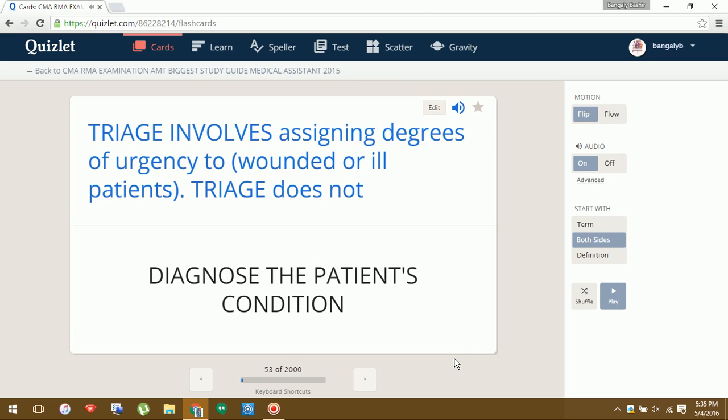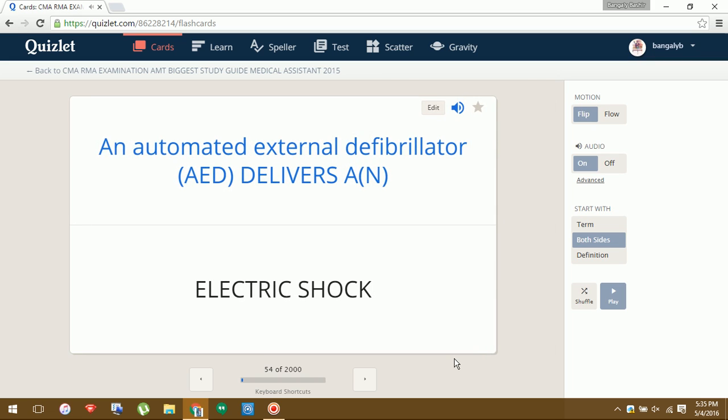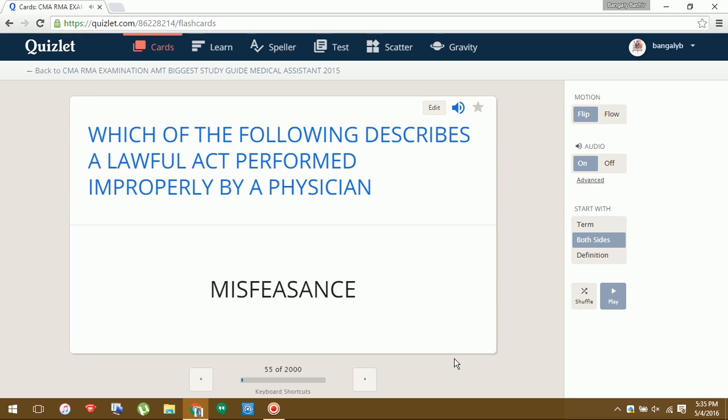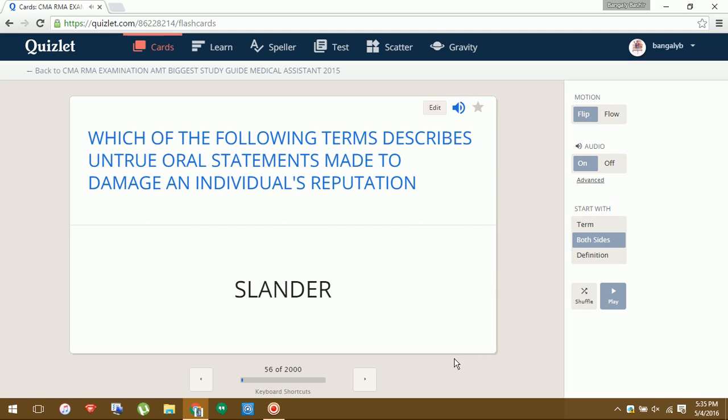Triage involves assigning degrees of urgency. Triage does not diagnose the patient's condition. An automated external defibrillator delivers an electric shock. Which of the following describes a lawful act performed improperly by a physician? Misfeasance. Which of the following terms describes untrue oral statements made to damage an individual's reputation? Slander.